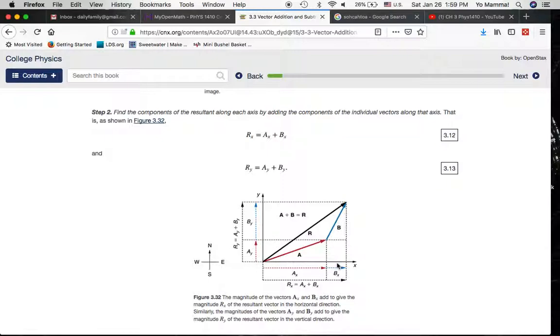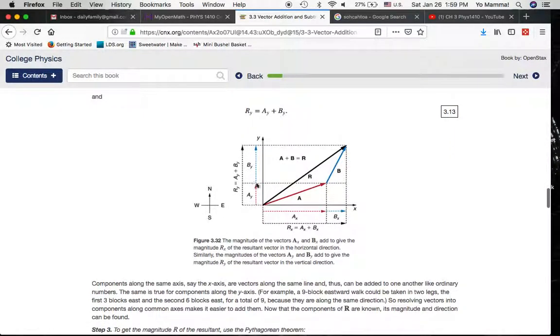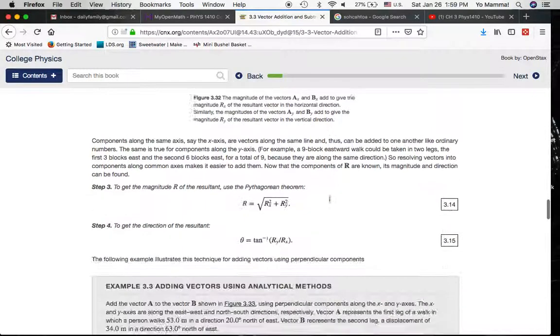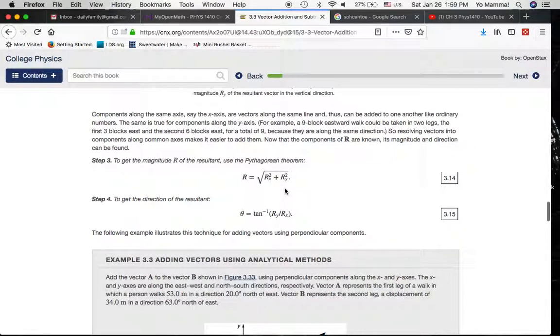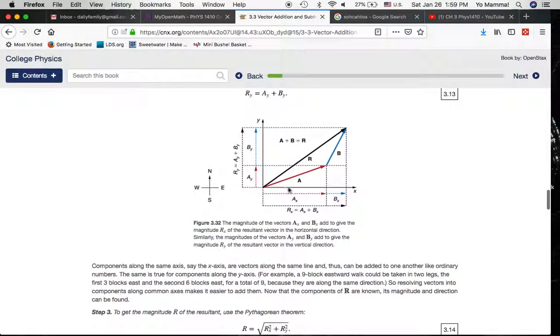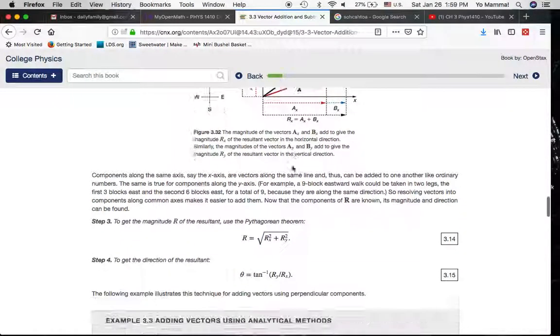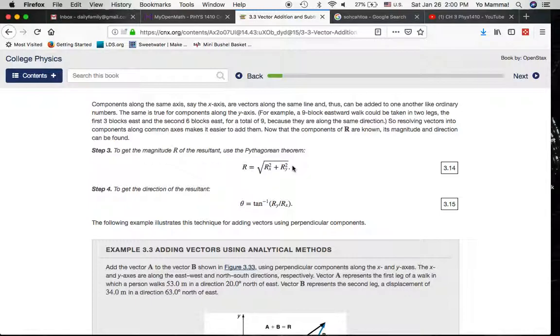individual vector, and then add all the x components together, add all the y components together, and create a new vector. Once you've found these new vector components, Rx and Ry, you can use them to find the length of R using the Pythagorean theorem right here. And you can even find the angle between the x-axis and the R vector by using the tangent. Remember that the tangent of the angle was equal to the opposite side over the adjacent side, which would be Ry over Rx.